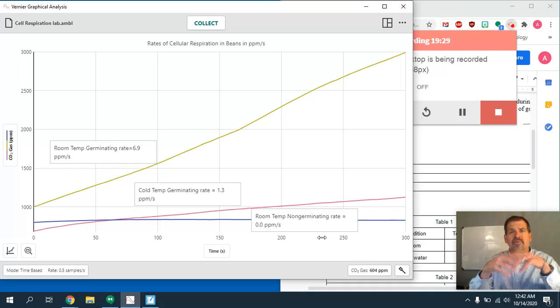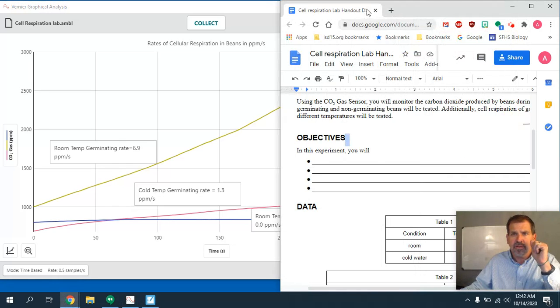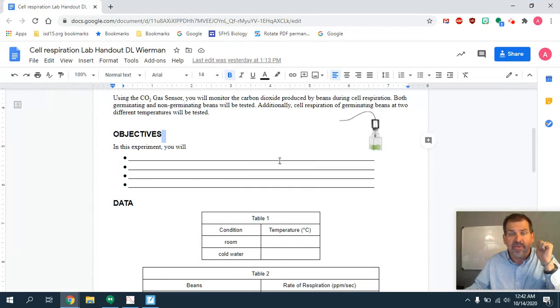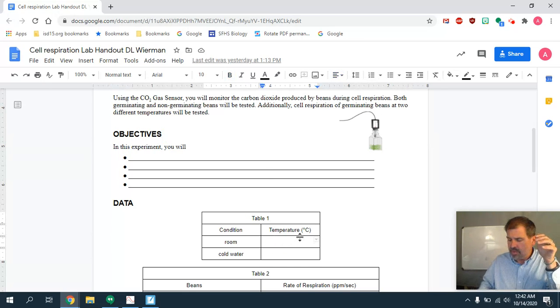All right, so what are some of the factors that affect the rates of cell respiration? These are some of the questions that you're going to address. If I go to this now, I'm going to make this a little bit bigger. This is the handout that you need to fill out. Again, this can be found in the documents or in the class handouts folder of chapter 9. We've recorded this temperature at 20 degrees Celsius. We've recorded this temperature at 6 degrees Celsius. So that's that data for that.